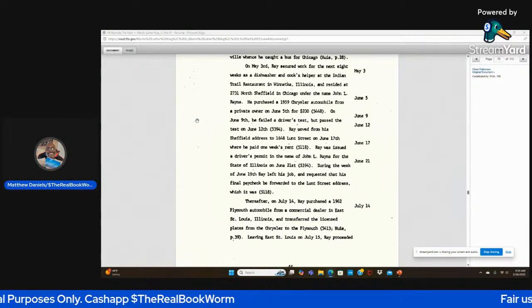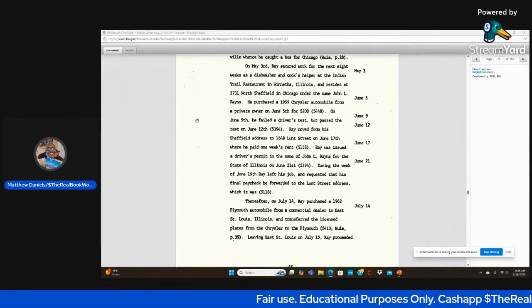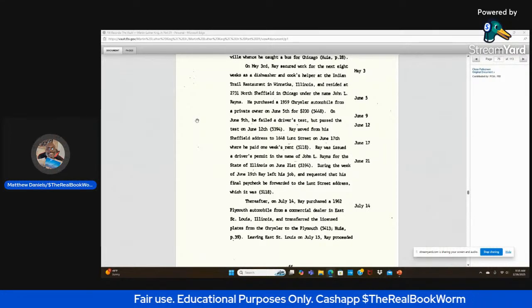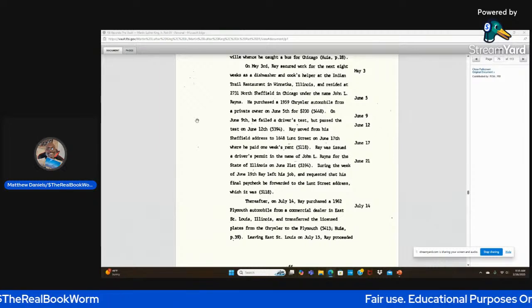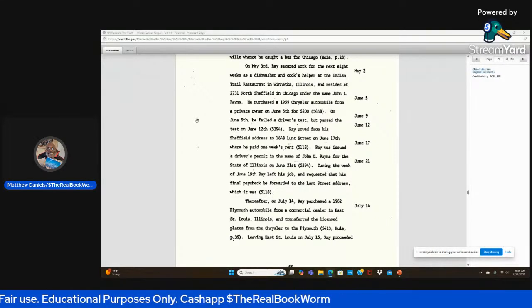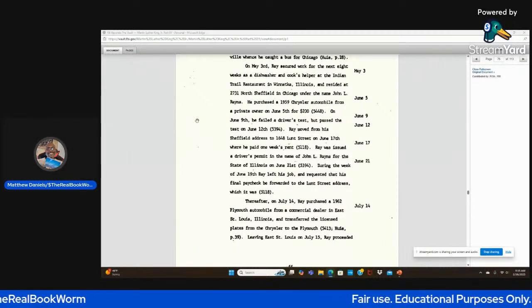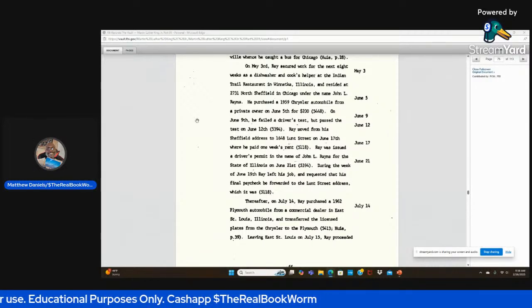On June 9th, he failed the driver's test, but passed the test on June 12th. So now he's taking the driver's test, I imagine, to get a driver's license under a fake name. Ray moved from his Sheffield address to 1648 Lunt Street on June 17th, where he paid 1 week's rent. Ray was issued a driver's permit in the name of John L. Raines for the state of Illinois on June 21st. During the week of June 19th, Ray left his job and requested that his final paycheck be forwarded to the Lunt Street address, which it was.